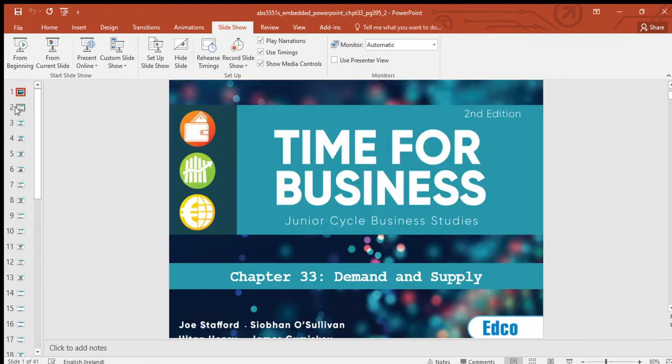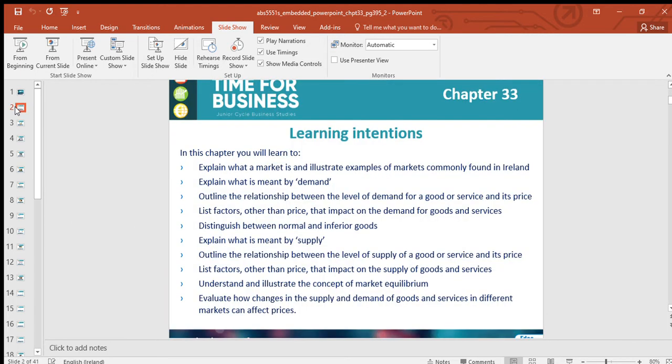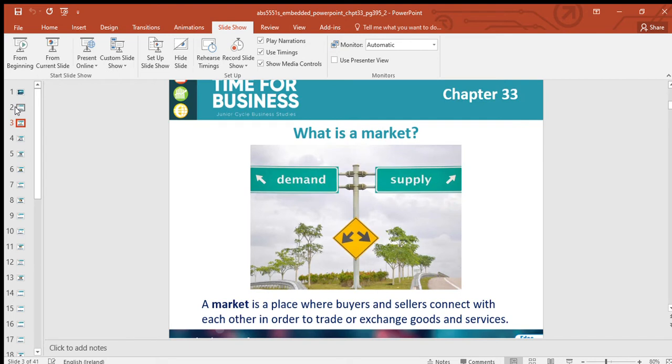So there's a few things I want to go through for this topic, and in terms of looking at how to answer some of the Junior Cert exam questions over the last year since they introduced the questions for the new Junior Cert. So what is a market? In demand and supply, the beginning of that, we're focused on what a market is.